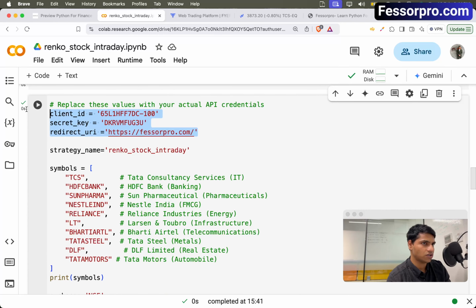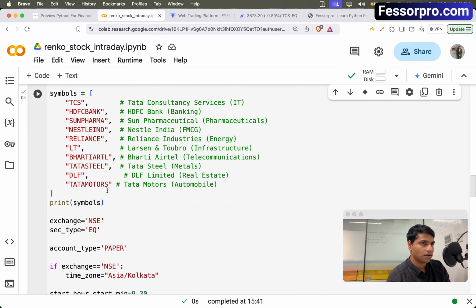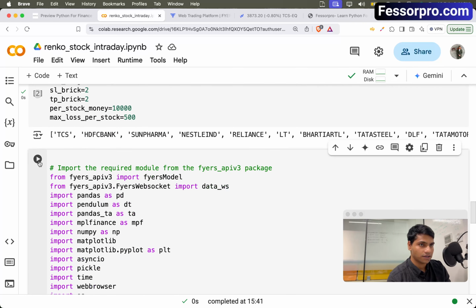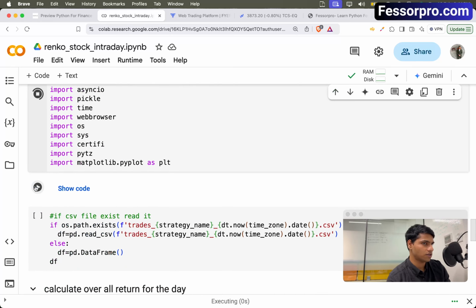Make sure you change your client ID and all. Change the symbol name and everything. Run this, and then you have to run this code. Okay, so you have to keep it running. Whenever you are running this code, after every half an hour or 1 hour, you visit this site. Otherwise, the site will automatically close.